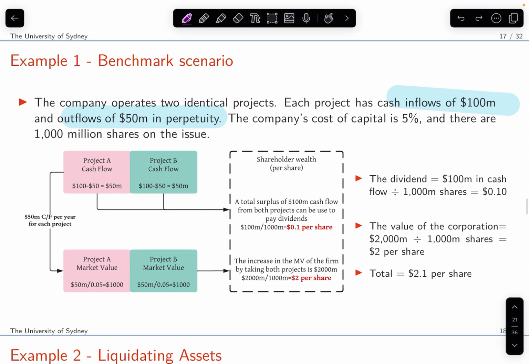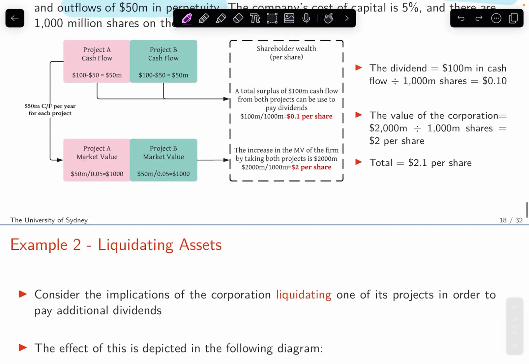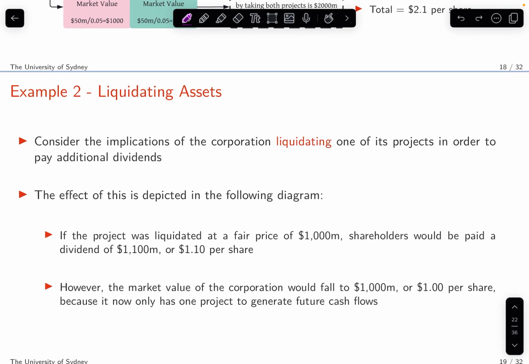So here's the idea. Here's an example. You could pause it and read it yourself. The second example is liquidating assets. Consider the implications of a corporation liquidating one of its projects in order to pay additional dividends.